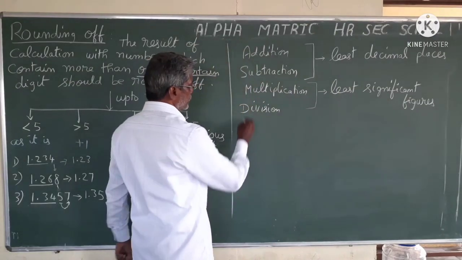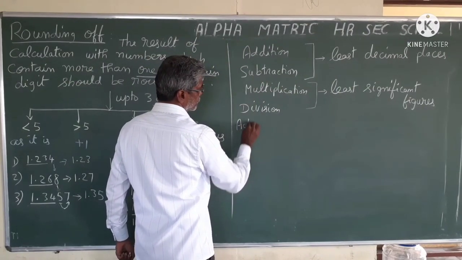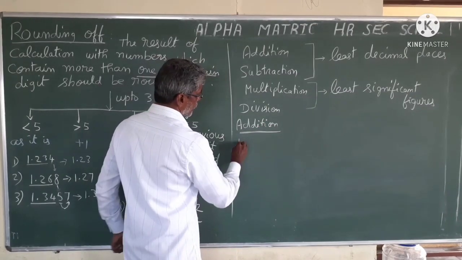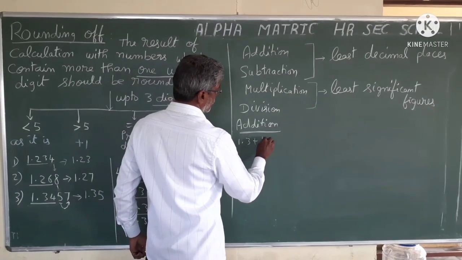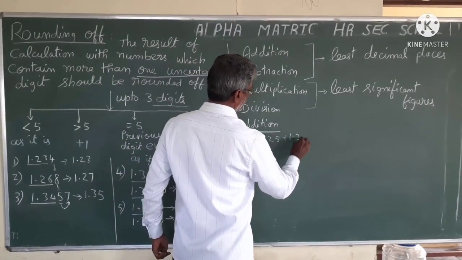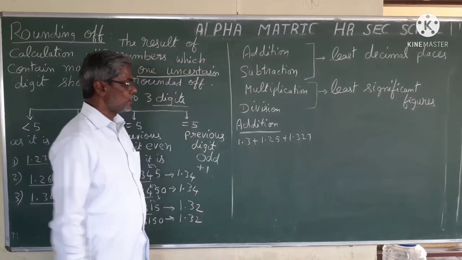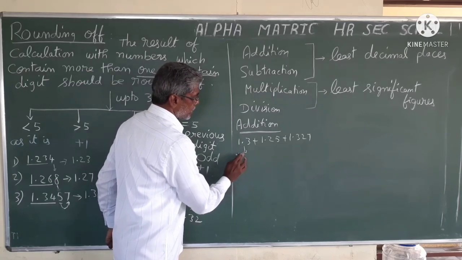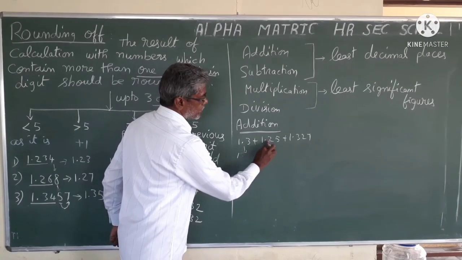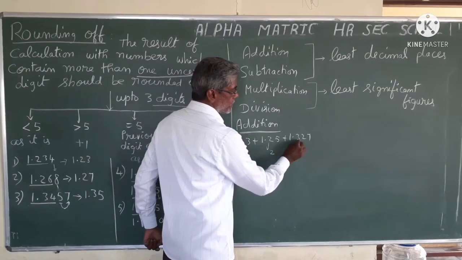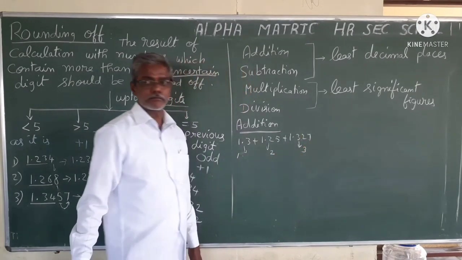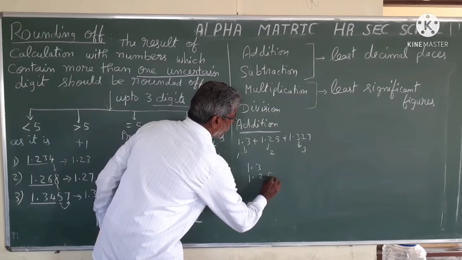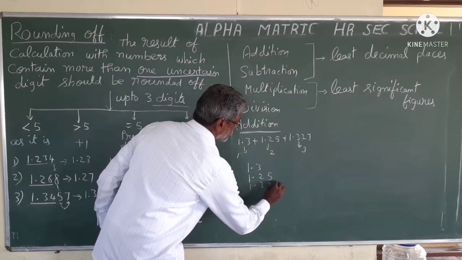Here, for example, if I take addition, (1.3 plus 1.25 plus 1.327). In this, what is the decimal here? Only one, first decimal. Here, 2 decimals. Here, 3 decimals. Okay, now to add this one, 1.3, 1.25, 1.327.